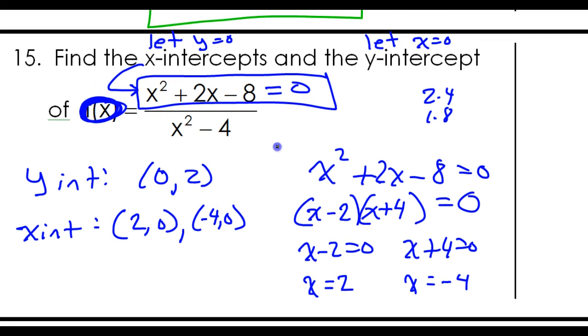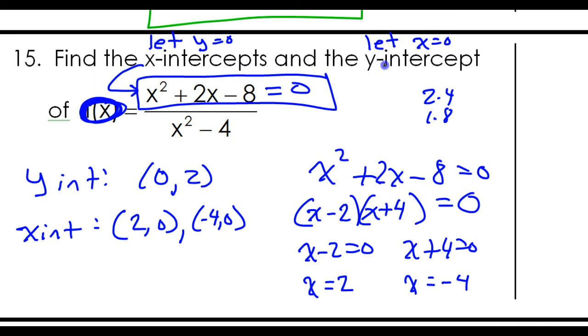To summarize, if you want to find the y-intercept, let x equal 0. In other words, substitute 0 for all the x's. If you want to find the x-intercept, I could say let y equal 0, but really that's going to be the same thing as letting the numerator equal 0. Set the numerator equal to 0 and solve, and that will lead to your x-intercepts.